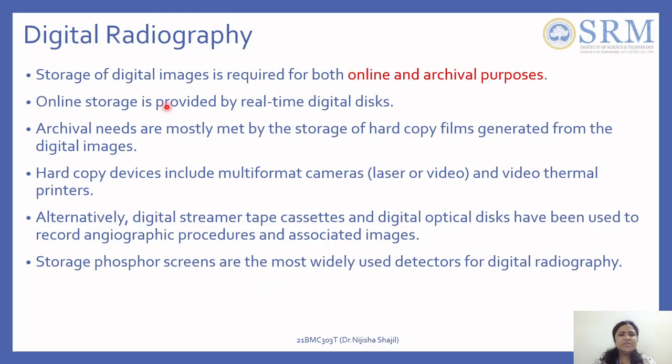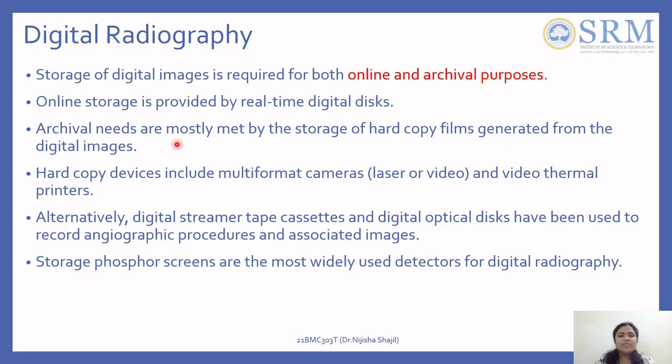Now, storage of digital images is required for both online and archival purposes. Online storage is provided by real-time digital disk. Archival means are mostly made by storage of hard copy films generated from the digital image. Long ago, in older generations, they had only films. You didn't have a digital version. Now it is the opposite. You have the digital version, and whenever you want, you can print it onto a film. So this is how digital radiography is currently going on.